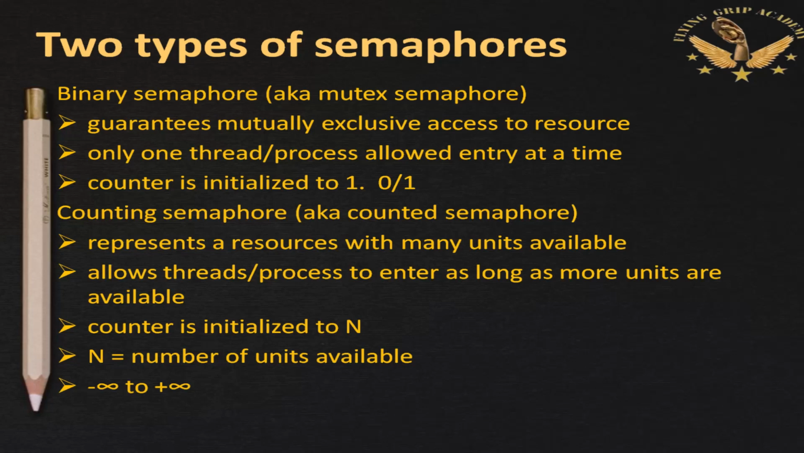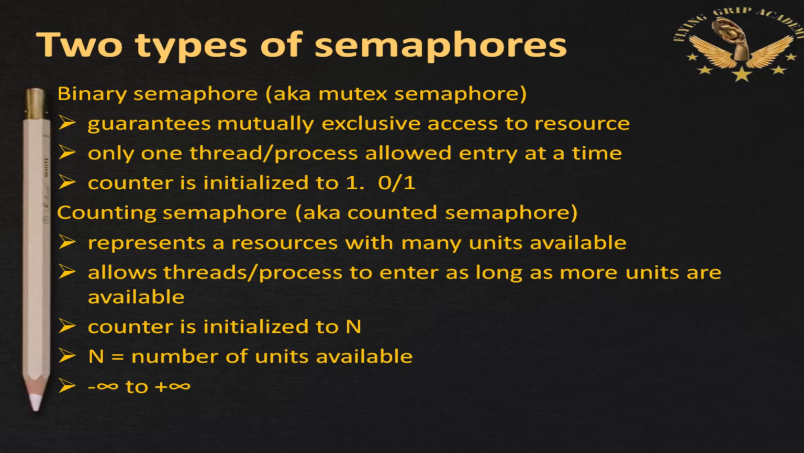The binary semaphore is also known as the mutex semaphore, which is implemented in Linux. It guarantees mutually exclusive access to a resource. Only one thread or process is allowed entry at a time. The counter is initialized to 1, so it will have the value 0 or 1.